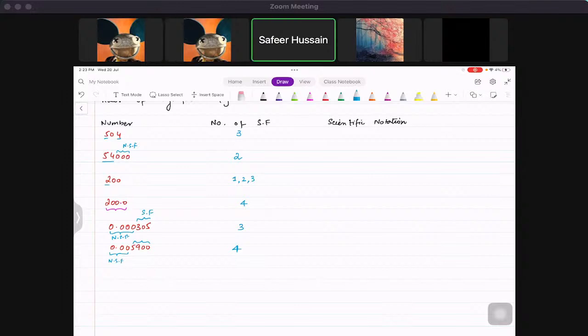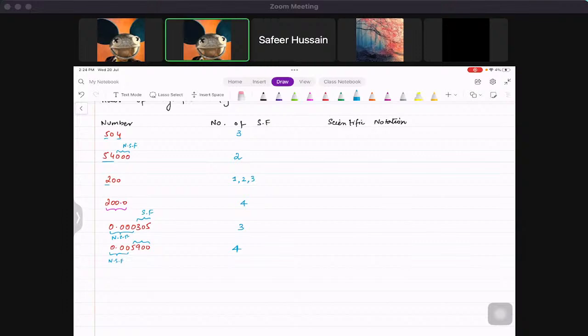Sir, how are the last 2 zeros significant? Because generally, when you write 0.0059, do you put extra zeros in the front? No. So if they have put them, it means these are significant. Is it clear? Okay.